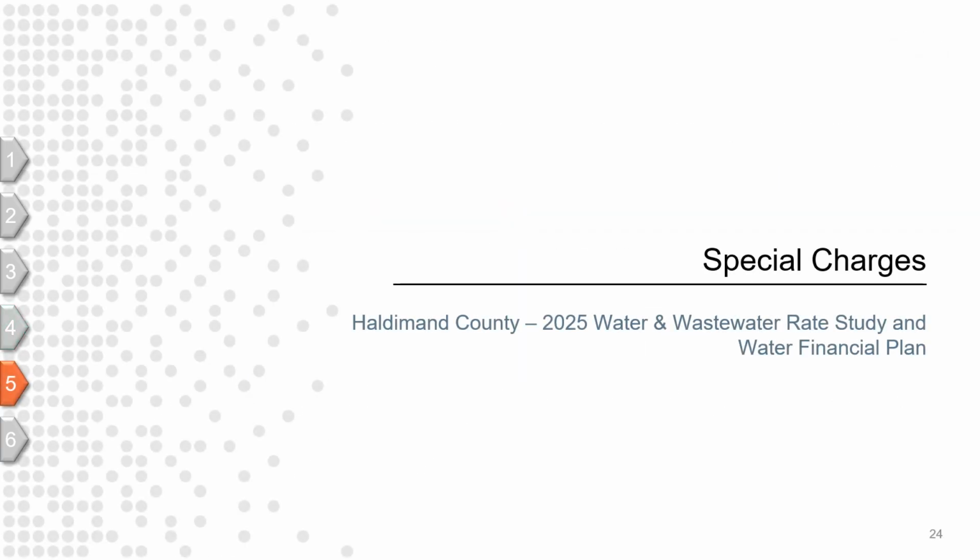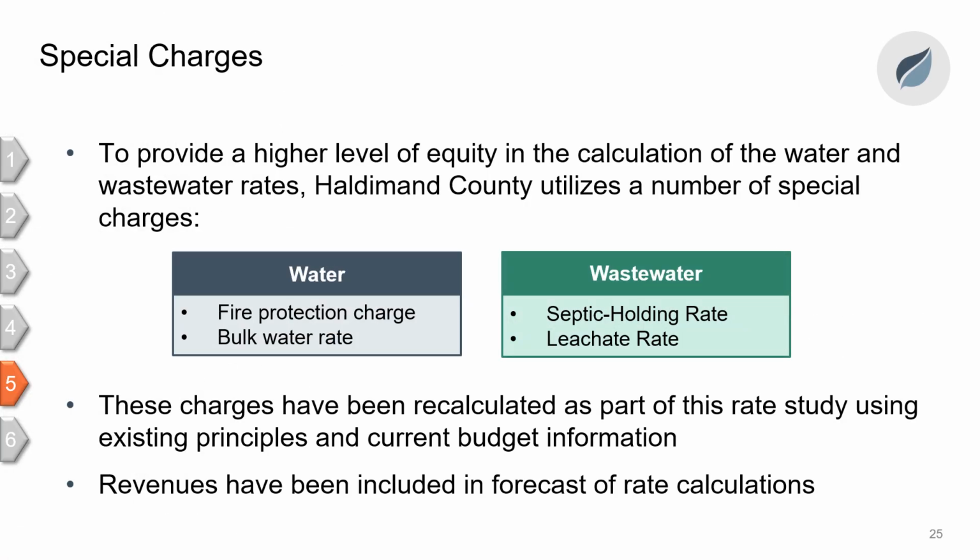And so now to chat about the special charges. To provide a higher level of equity in calculating the water and wastewater rates, the county utilizes a number of special charges. On the water side, we have a fire protection charge and a bulk water rate. On the wastewater side, we have rates for septic holding and leachate. As part of this study and the analysis, these charges have been recalculated, and it's anticipated that every time, let's say 5 years or whatever the period is, the county decides to update the rate study, they would review these rates at that time.